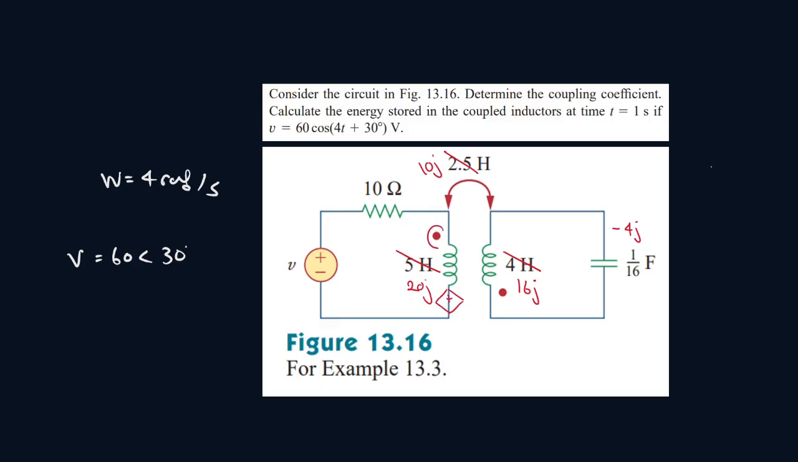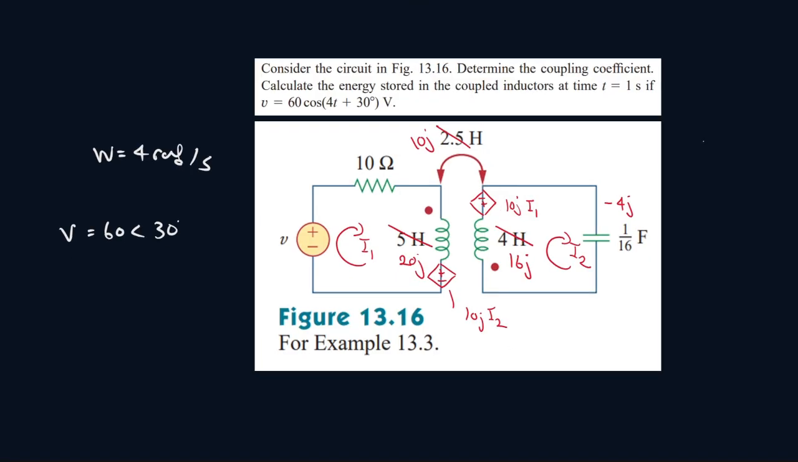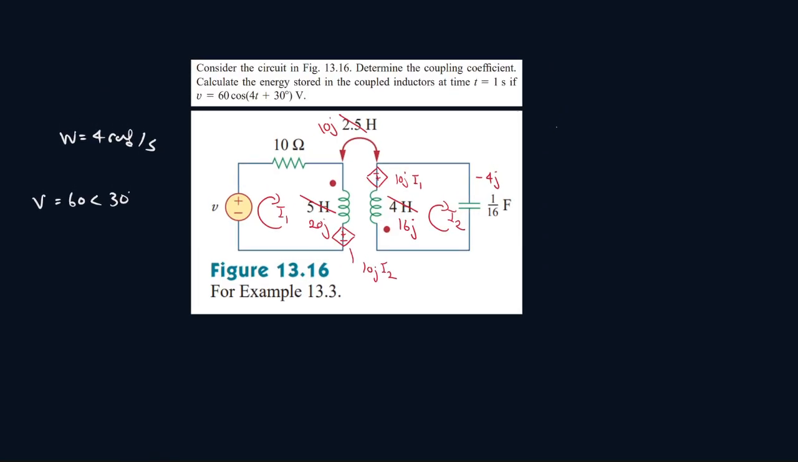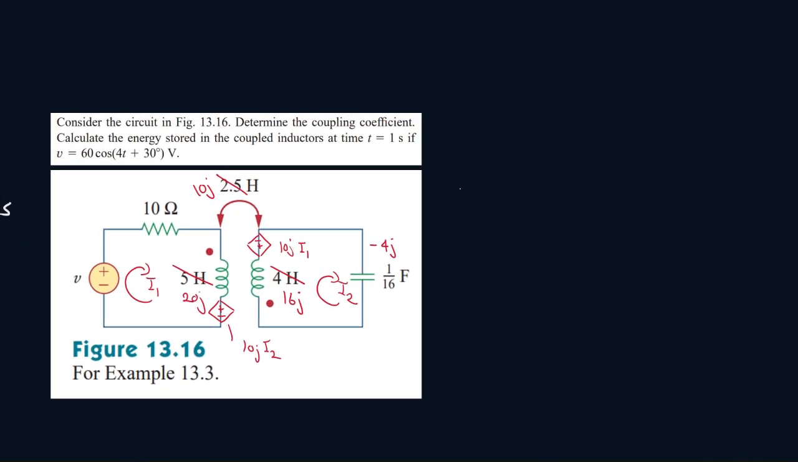So positive faces the red dot, negative faces the other way. Same goes for here. Positive red dot, negative other way. So let's have mesh currents here, I1 and then I2. So the value for this will be the mutual inductance times the current that's entering this port, which will be I1. And for this one, it's going to be 10J times the current entering this port, which will be I2.